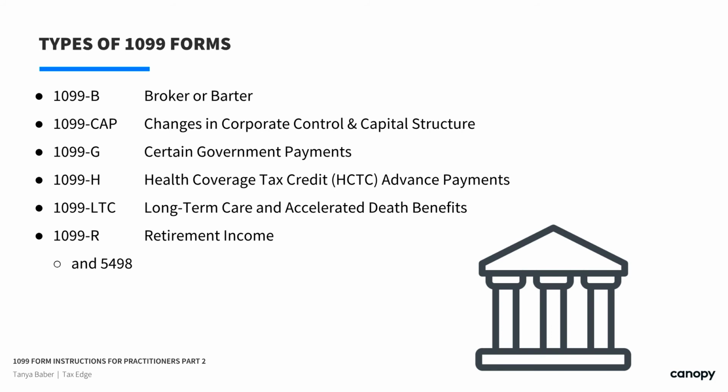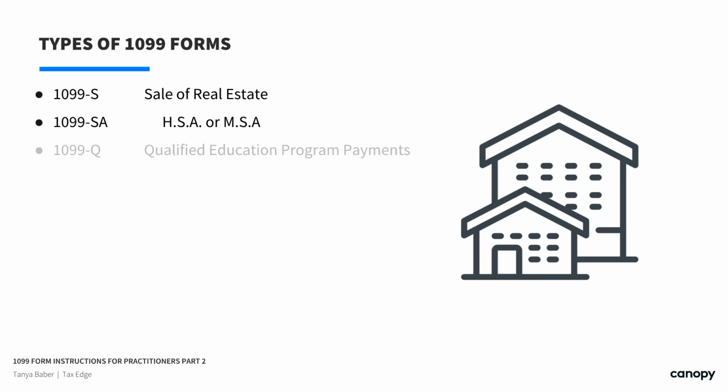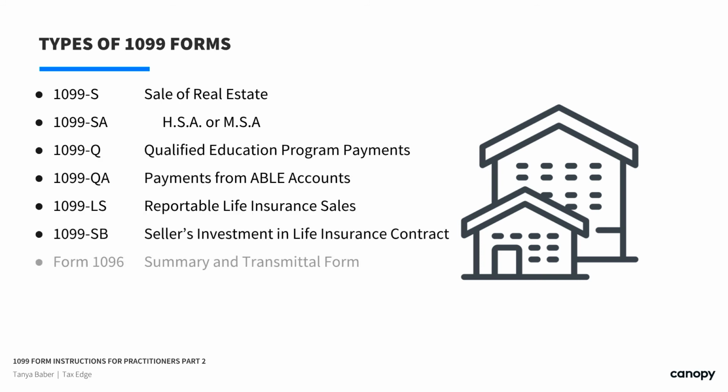There is the 1099S, for the sale of real estate or certain real estate transactions. The 1099SA, I think they got that from savings account, so health savings account or medical savings account. So the SA part seems to correlate with the form number. The 1099Q is for qualified education program payments. This one, I can't see where the 1099QA came from. It may be qualified ABLE, as the logic, payments from ABLE accounts. 1099LS, this is a new one for 2018, reportable life insurance sales. We'll just touch on that a little bit.